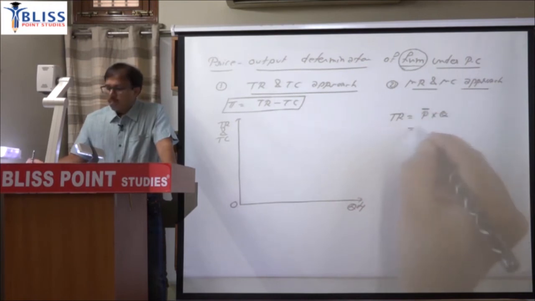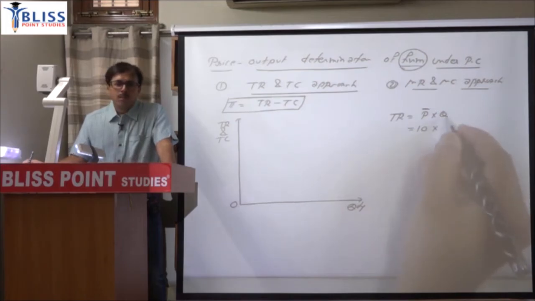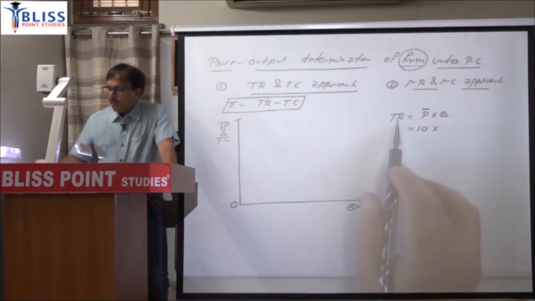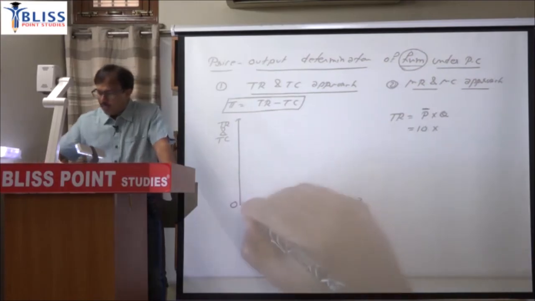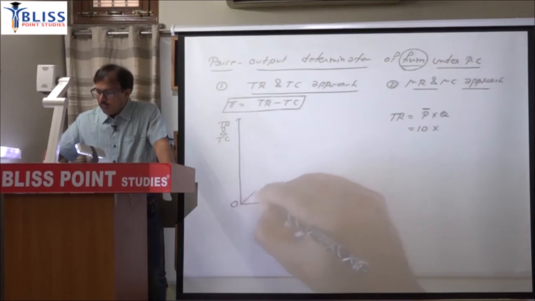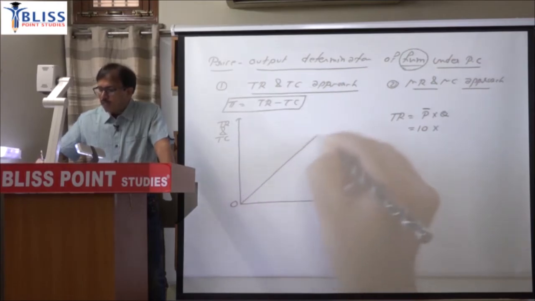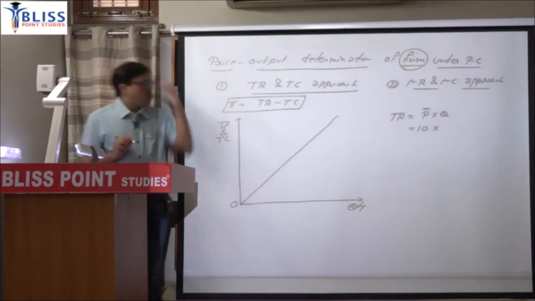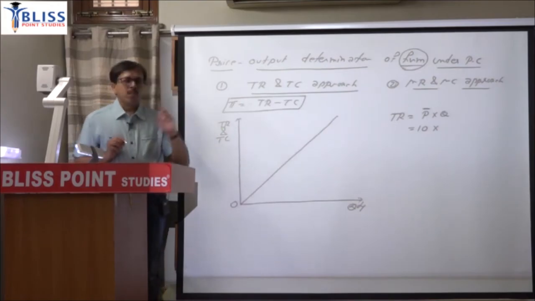So just for example, जैसे graph में लिखा था, price was 10. So it is 10 into, now if quantity is 1, it will be 10. If quantity is 2, it will be 20, 30, 40. That means there will be a linear relationship. So as quantity increases, revenue will also increase, but in a linear manner. So it will be a straight line. Why are you drawing it as a straight line? Total revenue is drawn as a straight line because price is constant.